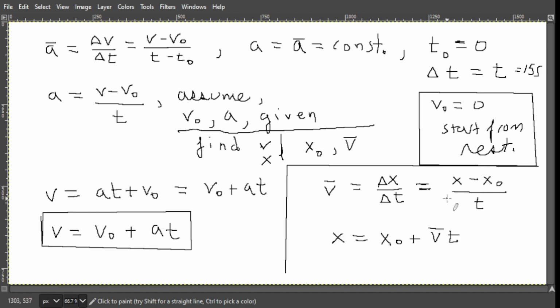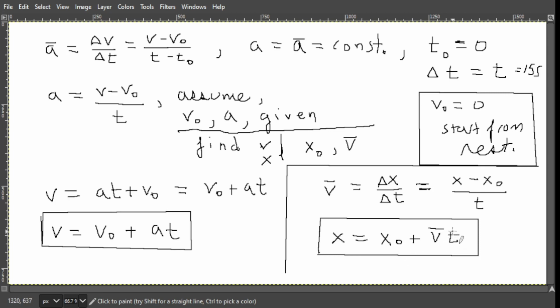Solve for x. All I did was solve this equation up here for the final position x. Just multiply both sides by t, and then move the x0 to the right side to put this x all on one side of the equation. And this is the answer you get. Final position x is equal to x0, wherever it is when you start the clock.